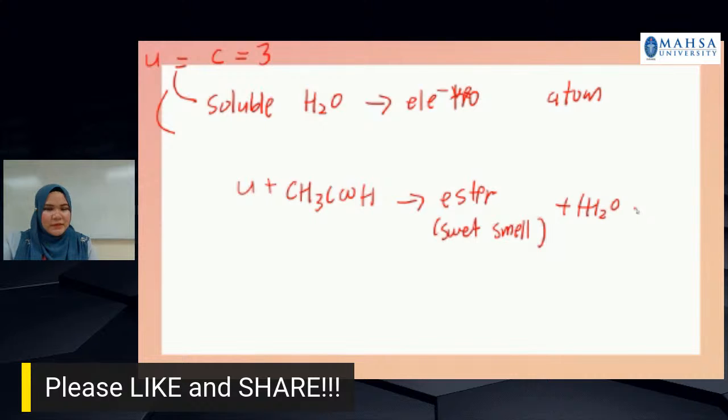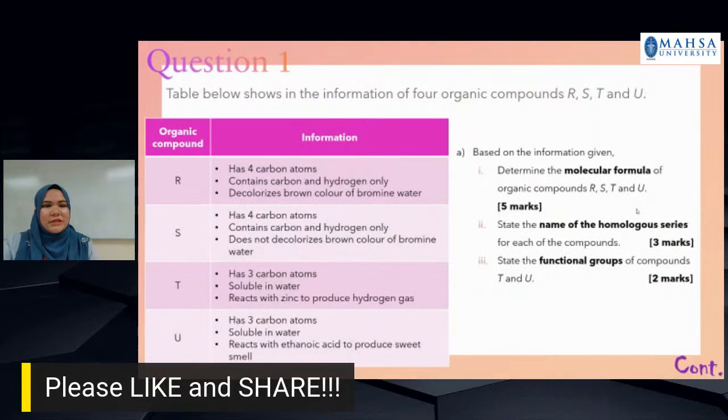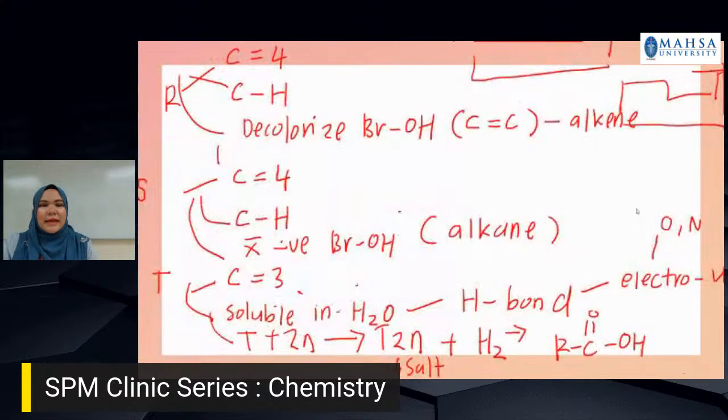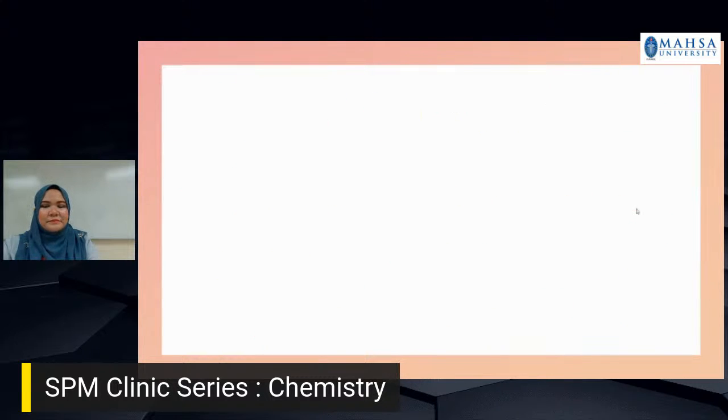Okay, so if you go back to the question, the question asks you for the molecular formula for compounds R, S, T, and U. The second question is the homologous series, and the third one will be the functional group for T and U. According to the information that we extracted from the question, if you want to identify R, S, T, and U, for example R, here we stated that carbon should equal 4.